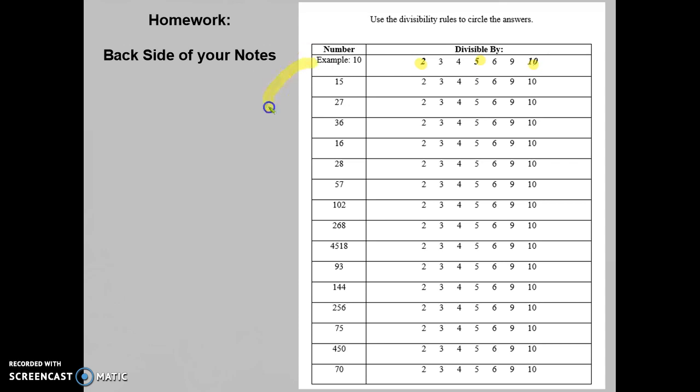Your job is to go through the rest of these just as we went through the first example, the number 10. As always, please let me know if you have questions or if you need a little bit of help or if you want me to help you review some of those divisibility rules. No calculators on this, just use your rules. Thank you.